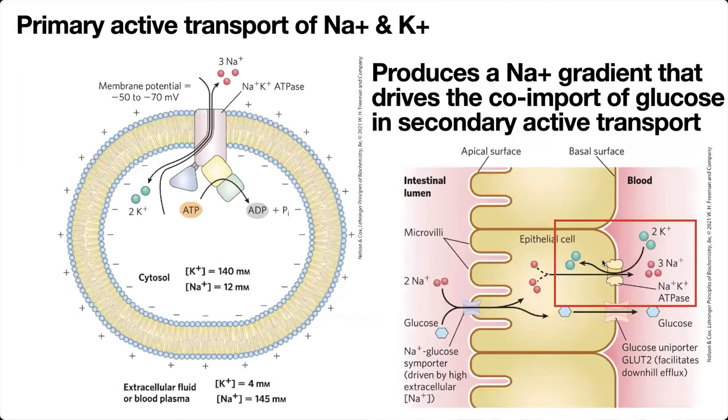blood. So the primary active transport of the sodium is going to power the gradient that is then going to be used to co-import glucose in secondary active transport.